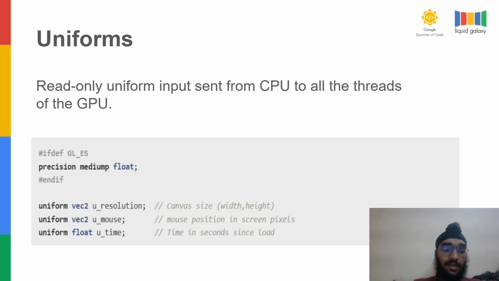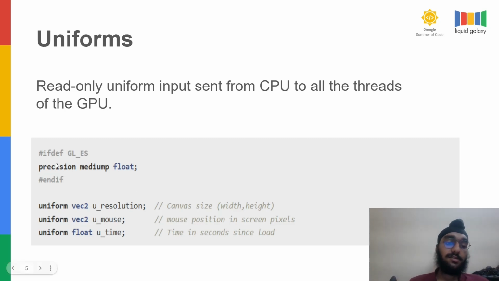As you can see in the code snippet shown here, we have #ifdef GL_ES precision mediump float #endif, and then we have three uniforms defined here: the resolution, the mouse, and time. The resolution tells you the canvas size, that is, the width and the height of the screen. The mouse will tell you where your pointer is placed in terms of pixels of the screen, and the time is basically the amount of time that has passed since the shader loaded.